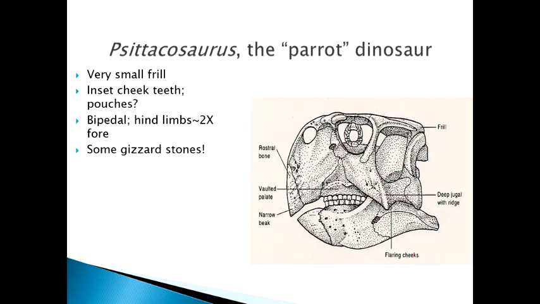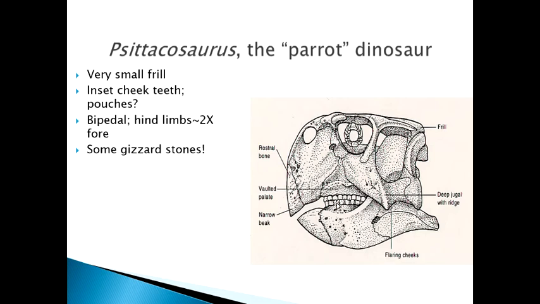Notice it points to the so-called frill, very, very small, if you could say it's there at all. This is why it's kind of a group that's hard to place. It did have what's called inset cheek teeth and pouches. Now look at this. How do we explain this? We're going to see this again several times.